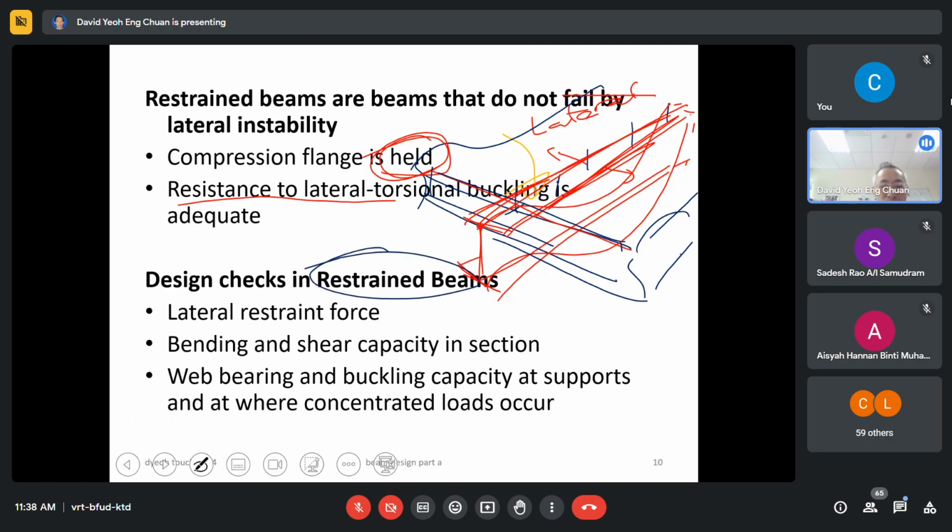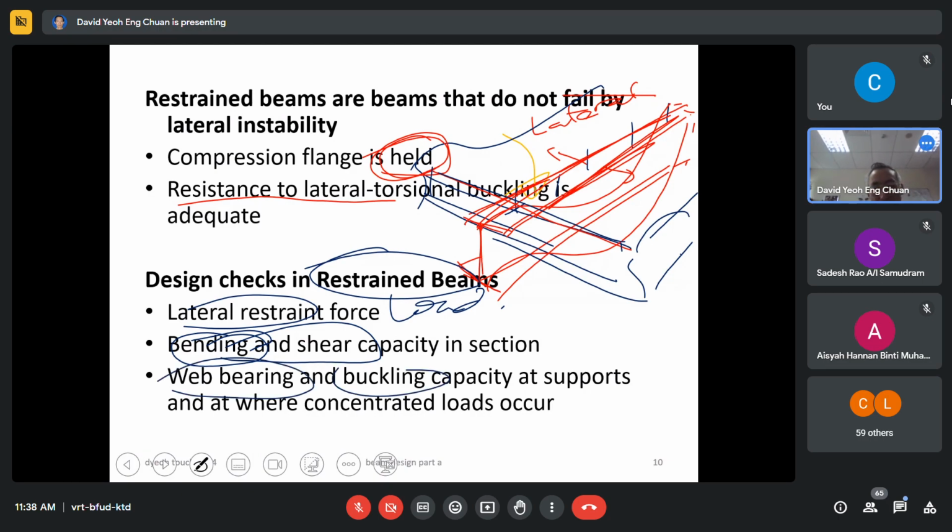And in the restraint beam, what do we have to check? Lateral restraint force. Then we have the loading, that's the load. Then we have the bending and the shear capacity check. And then we have the web bearing and buckling. This one is the next.